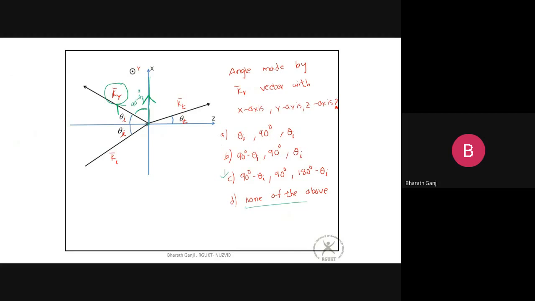And of course, with the y-axis it is again 90, because the y-axis is perpendicular. Now with the z-axis, where is the z-axis? You have to take this as your z-axis. I took this as the z-axis because I need a vector which is going out to measure the angle. So I need this angle. This angle is 180 minus theta I. So the answer is C.